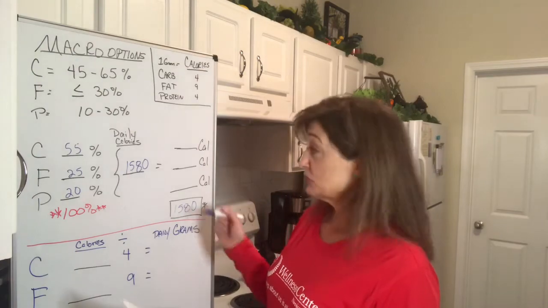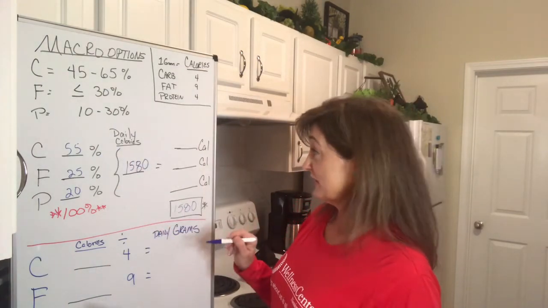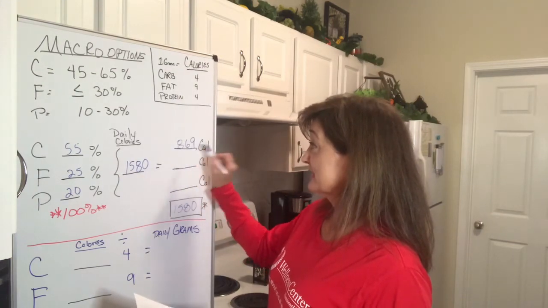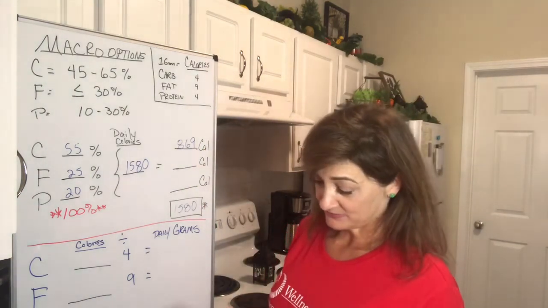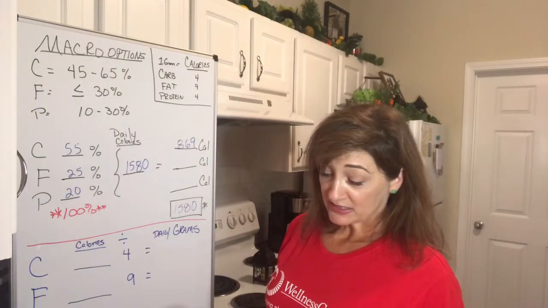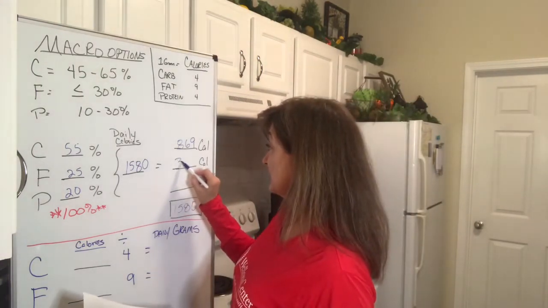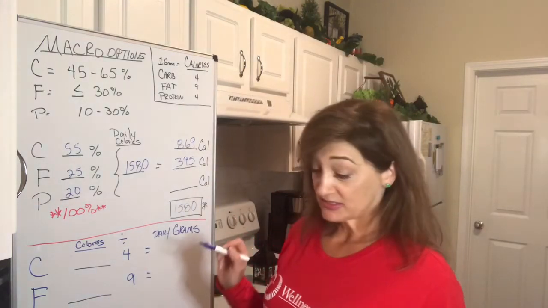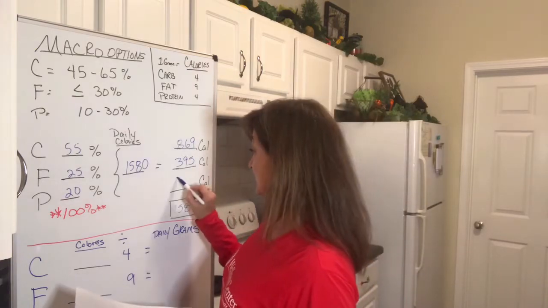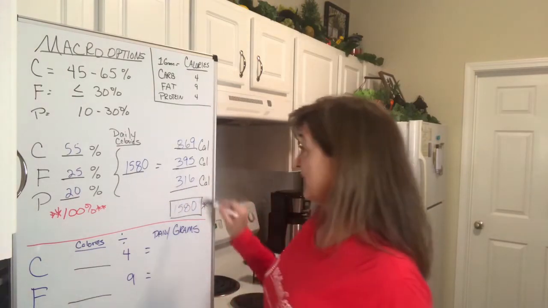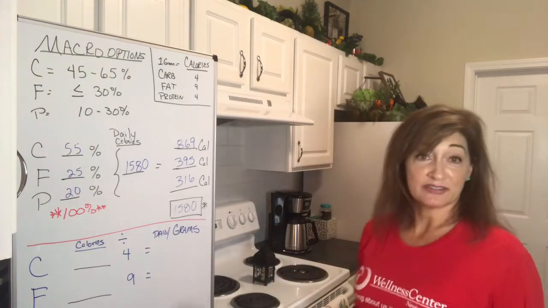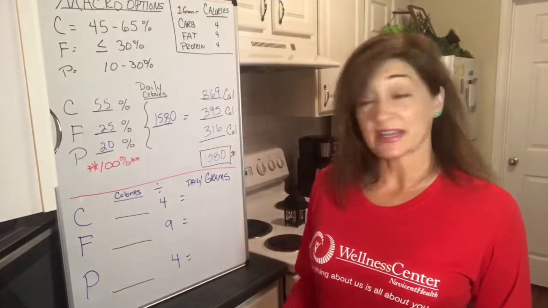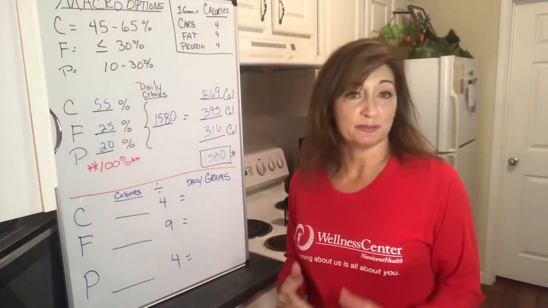So if you take 55% of 1,580, she's going to need to eat 869 calories in carbohydrates every day. So for fat, she's going to have to eat 395 calories of fats. And for protein, she's going to need to eat 316. And if you do the math there, that should come back to 1,580. And if it didn't, obviously I'm a terrible teacher.